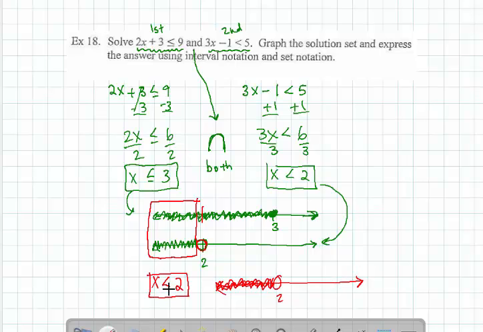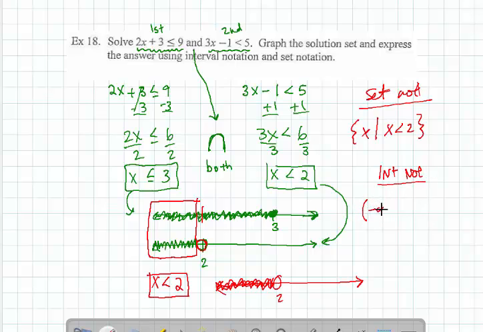If we wanted to write this in set notation, we would draw a squiggly bracket, an x, and then our inequality, x is less than 2. Real simple. If we wanted to write interval notation, we would write from negative infinity, because we shaded all the way to the end on the left, that's where negative infinity is, all the way up to 2, and then 2 is an open dot, so I put a parenthesis beside it.